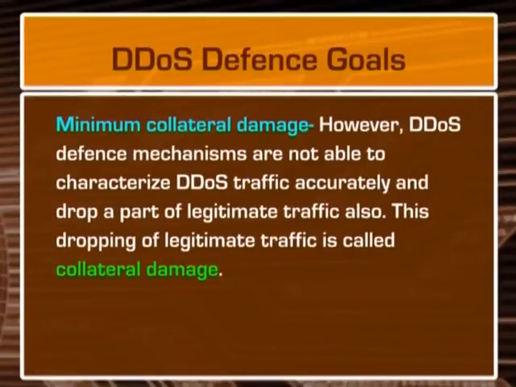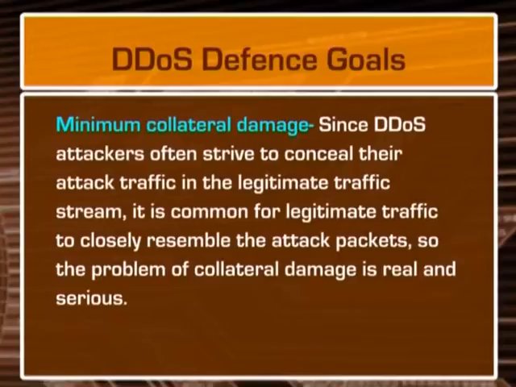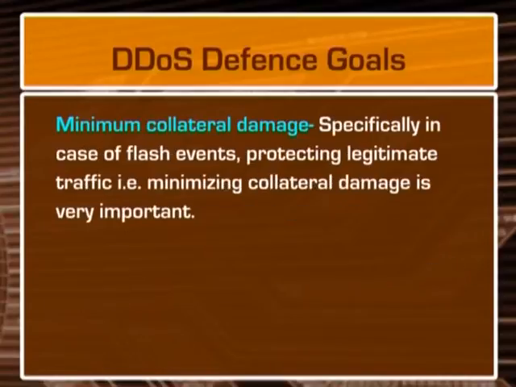However, DDoS defense mechanisms are not able to characterize DDoS traffic accurately and drop a part of the legitimate traffic also. This dropping of legitimate traffic is called collateral damage. Since DDoS attackers often strive to conceal their attack traffic in the legitimate traffic stream, it is common for legitimate traffic to closely resemble the attack packets, so the problem of collateral damage is real and serious. Especially in the case of flash events, protecting legitimate traffic, that is minimizing collateral damage, is very important.